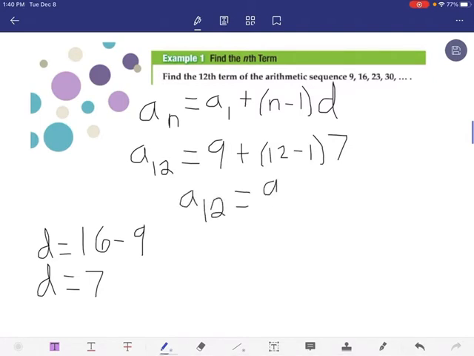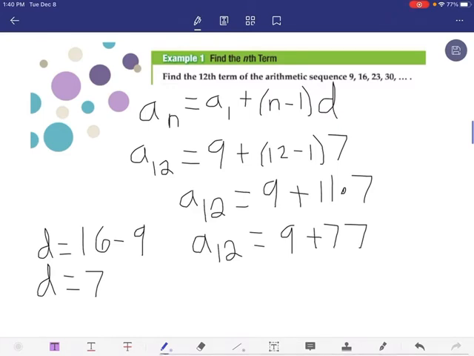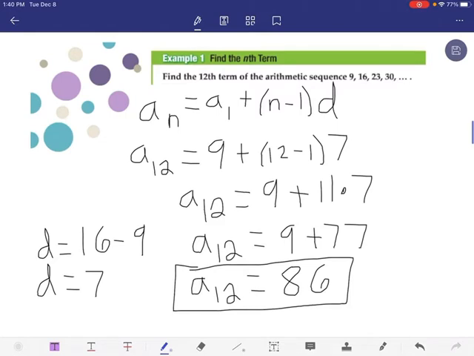So a sub 12 is going to equal 9 plus 11 times 7. So we get 9 plus 77, which is going to be 86. And so that would be our final answer. So we know that if we continue in that same pattern, we would get 86 when we get to the 12th number.